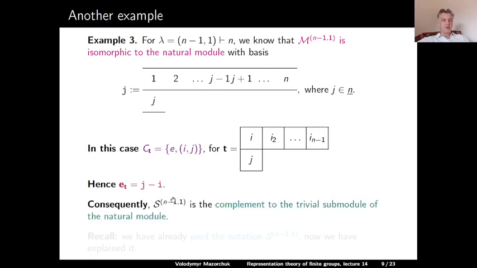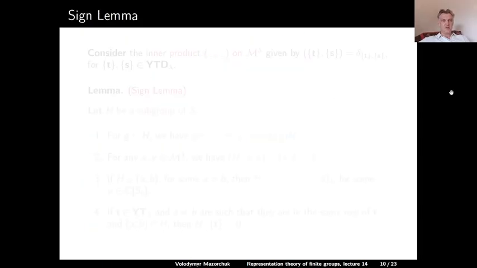Consequently, the Specht module S^(n-1,1) is simply the complement to the trivial submodule of the natural module inside the natural module given by the permutation module M^(n-1,1). And recall, of course, that we have already used the notation S^(n-1,1), and now we have explained this notation. A very important role in what follows will be played by the statement called the sign lemma.